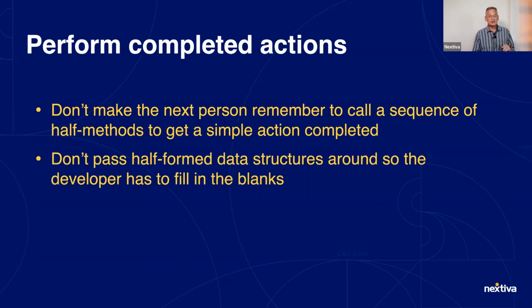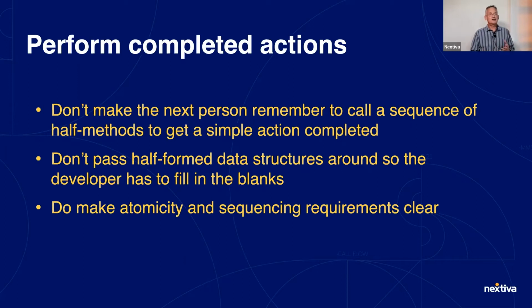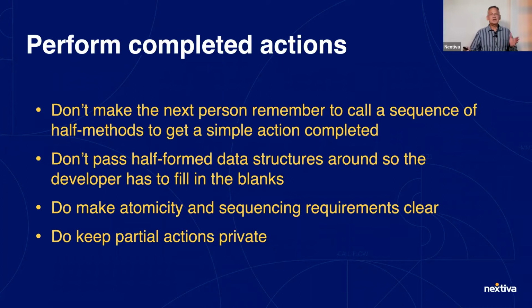It's easier to comprehend. Don't pass around half-formed data structures where you have to have the insider knowledge that, oh no, those are all null until I get to stage 7. That kind of thing makes it risky because people might make assumptions that aren't true. And it also just makes them think more. It makes it harder to execute the code and understand what it's doing. Also, if there are sequencing and atomicity requirements, you need to make them explicit. People need to understand what they are. You want to keep partial actions private.